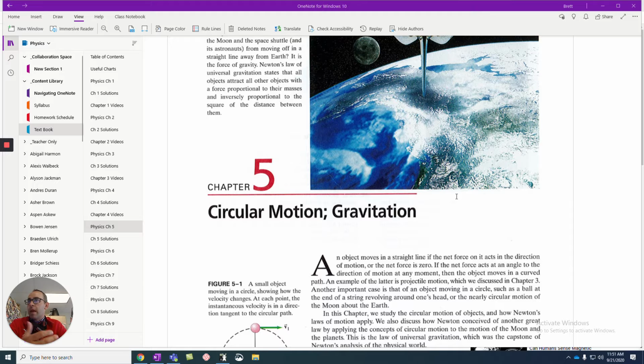You know, we think of it as making things come back to the Earth or fall. But it's about much more than that. And so we really want to understand that. And so we're going to have to understand some things about circular motion in general that are going to help us understand why Newton's law of gravitation, universal gravitation, makes sense and why it is the way it is.